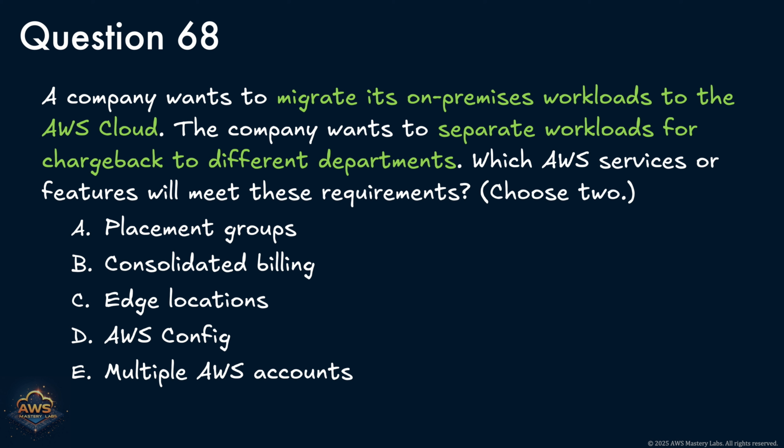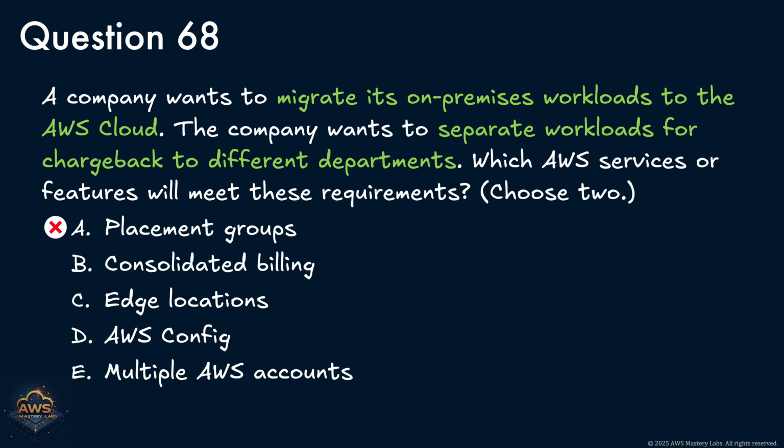The scenario involves a company moving from an on-premises environment to the AWS cloud. First, the company wants to migrate on-premises workloads to AWS. This implies they're looking for services that support cloud-native organization, scalability, and manageability. However, the next part is even more revealing. They want to separate workloads for chargeback. This suggests that visibility into cost allocation per department is a primary concern. We're looking for tools that allow us to logically isolate resources and track usage at a granular level across a multi-account environment or through intelligent billing mechanisms.